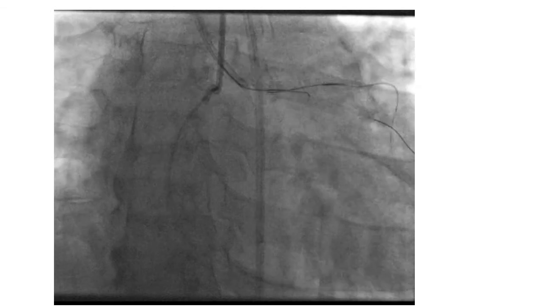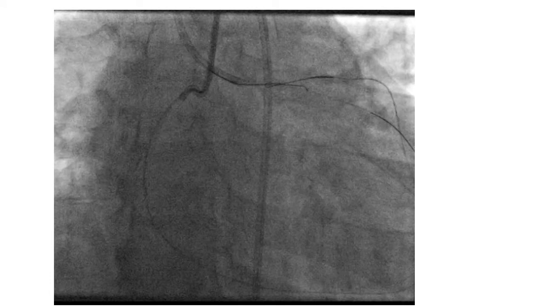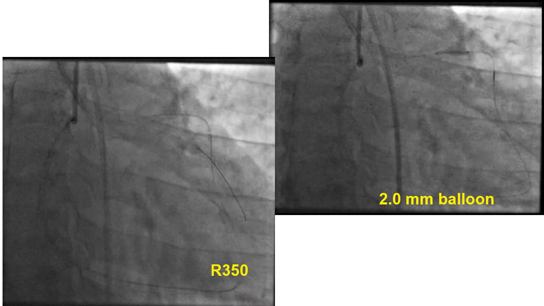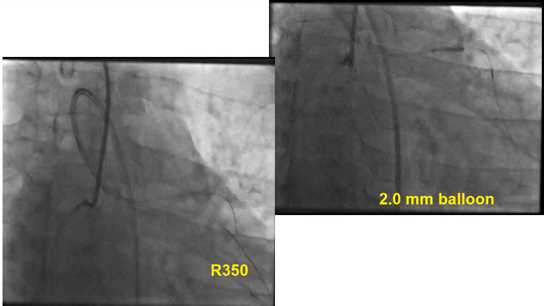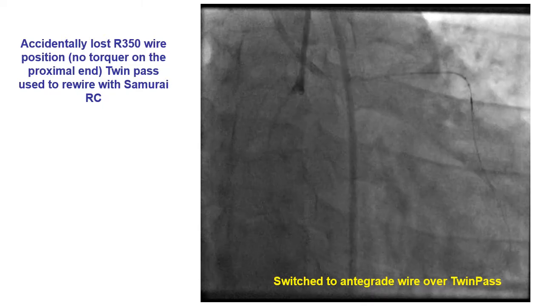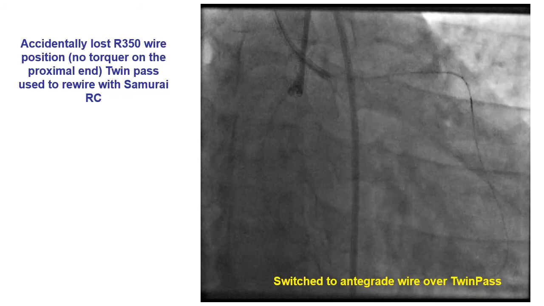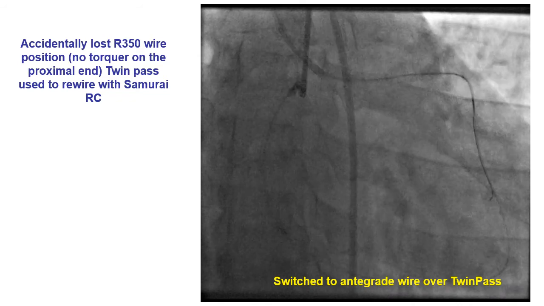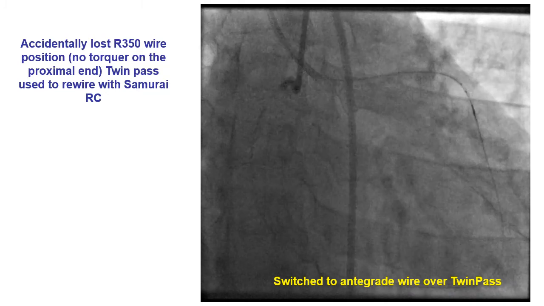As you see here, it's freely moving into the aorta and into the guide. We then externalized an R350, and then used a 2.0 balloon to predilate the CTO. However, we accidentally lost the R350 wire position because we did not have a torquer on the proximal end. So the only way we could maintain wire position was to use a Twin-Pass and rewire antegradely with a Sion guide wire.